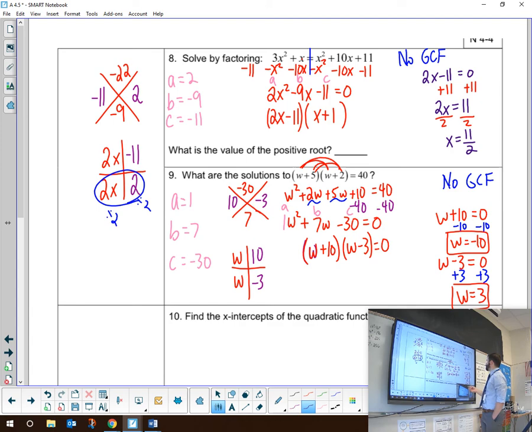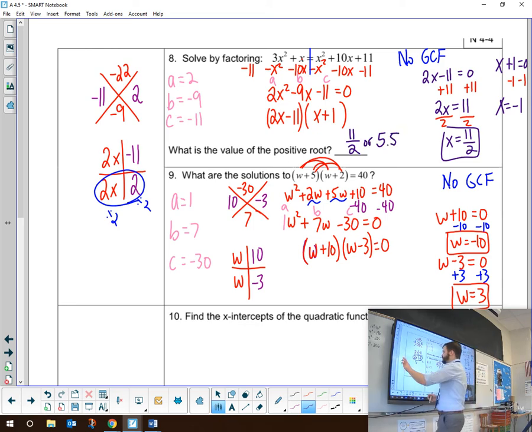All right, now for my other one. So that's my first answer. My other answer, we have x plus 1 equals 0. That's a little bit easier. All we have to do here is minus 1 on both sides. And so we're just going to get x equals negative 1. All right, then it asks, what is the value of the positive root? And the positive root is 11 over 2. Or, if you want it to be technical, 5.5.